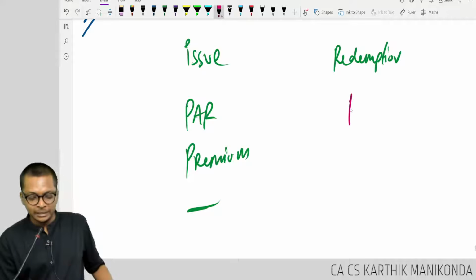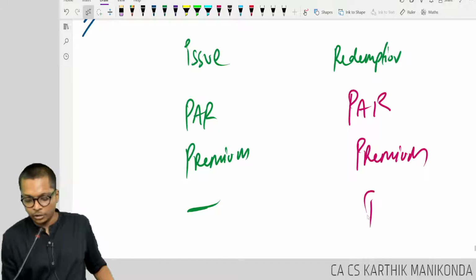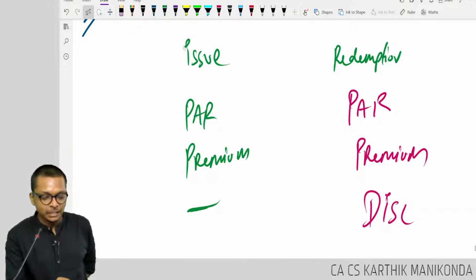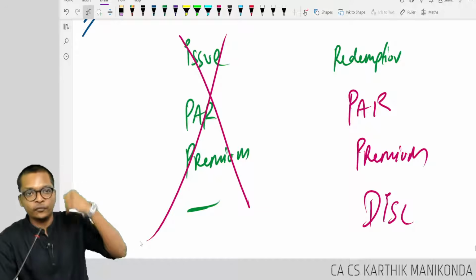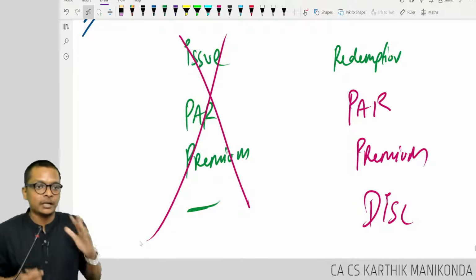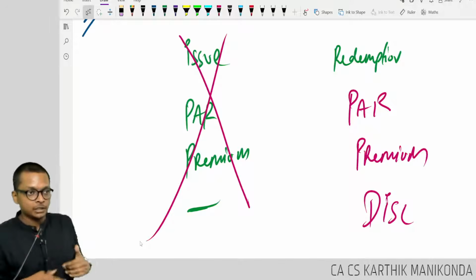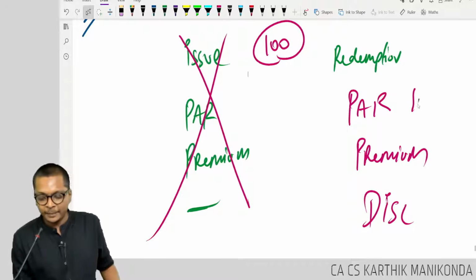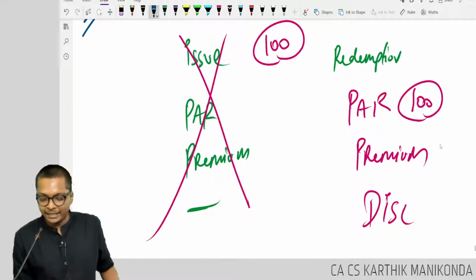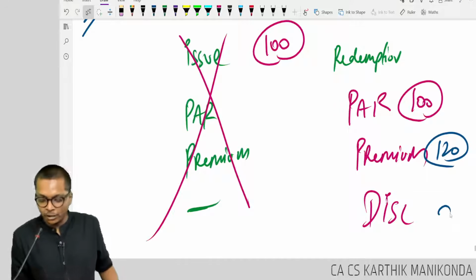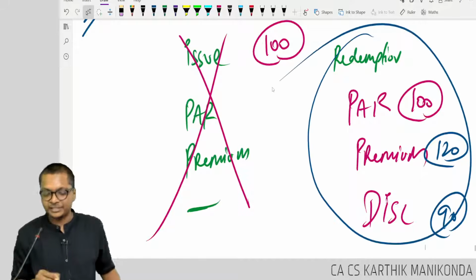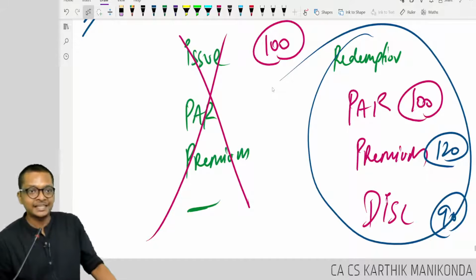Redemption also can happen at par, premium, or even discount. Are you understanding, guys? That means what entry you passed in issue is of no concern now. எனக்கு அந்த பிரச்சனையே கிடையாது. Because that we have in a separate issue chapter. While redeeming, I can repay a 100 rupee share by giving 100, or I can repay by giving 120, or I can repay only 90. I am bothered only about passing entries for this part now. Are you understanding, guys? Clear?